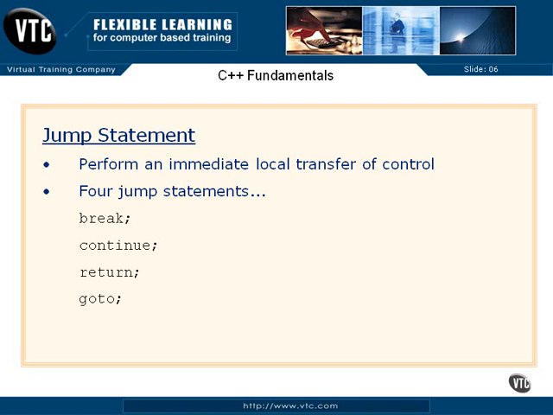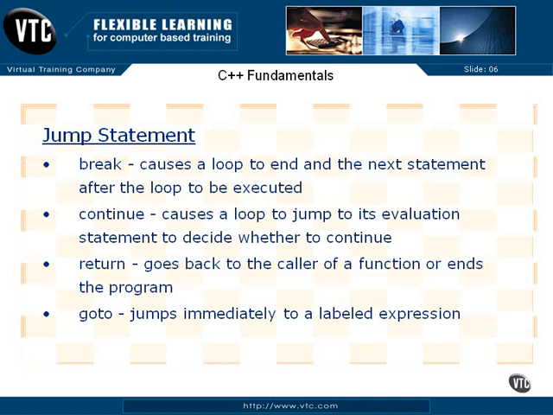We're working through statements here, and now we're going to talk about the jump statements. The jump statements perform immediate local transfer of control. So they go from one spot in the program to another immediately. They don't allow a loop to continue or things like that. There are 4 of them: break, continue, return, and goto. So let's take a look at each of them in turn.